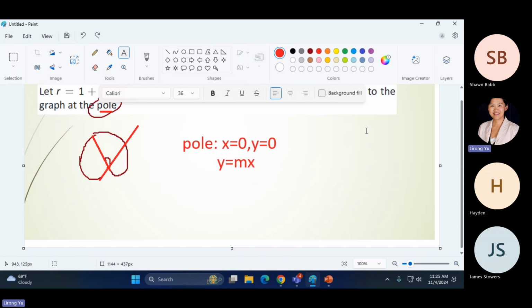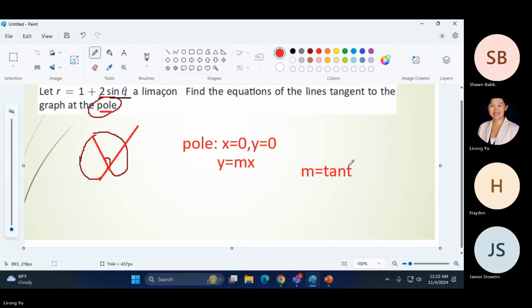But remember, in the past we used y equal to mx plus b, right? m will be the slope, b will be the y-intercept. Because the line is going through 0, 0, the b is equal to 0. So we don't have to calculate the b because we know that it's already 0. And then what would be the m? m equal to tangent theta.